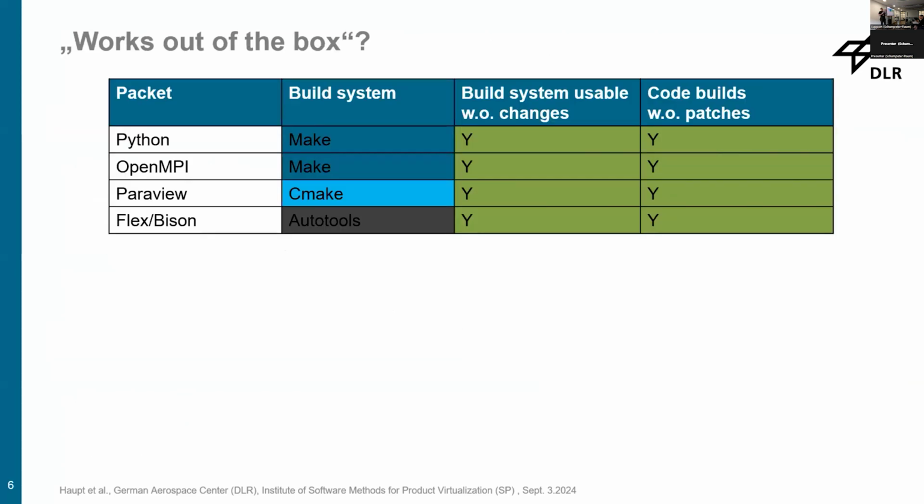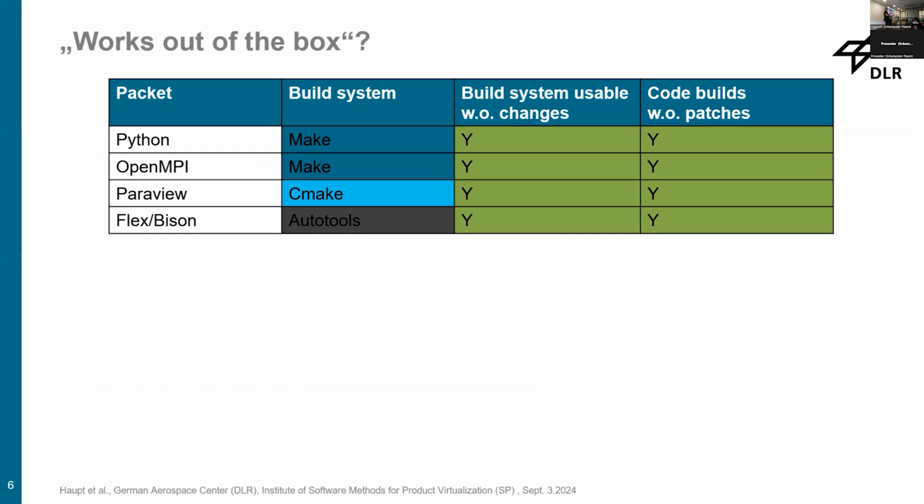And most people say my software is working out of the box. There is no issue. While this is true for some of the software like Python, OpenMP, and ParaView, where a lot of experience is already in the build system, but also many different build systems, I still have to know how this build system works.